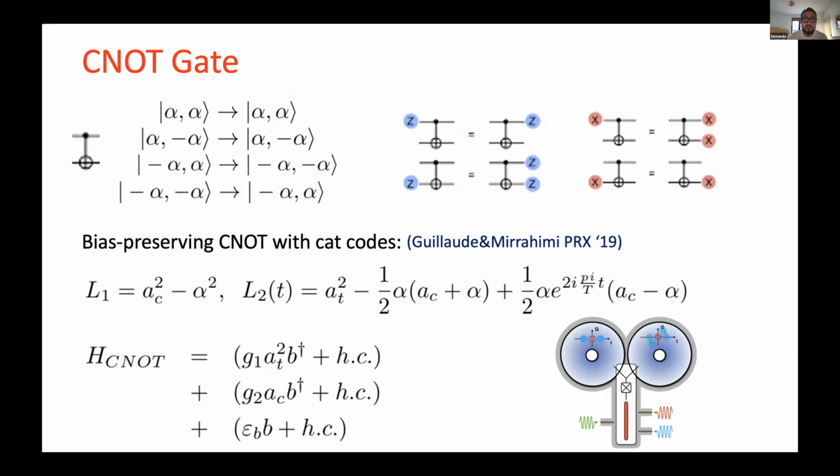Because everything is always separated in phase space, and the two-photon dissipation is always on, right? And I explained to you before that two-photon dissipation was the key to get this stabilization. So how do you do that physically? You can have a Josephson junction, and then you engineer this kind of nonlinear coupling, right? There's a nonlinear Hamiltonian between the two cavities. I will not explain in detail, but the important take-home message here is that there is a bias preserving realization of the CNOT gate.